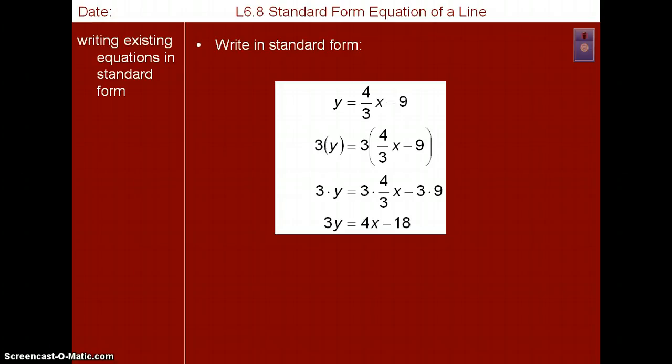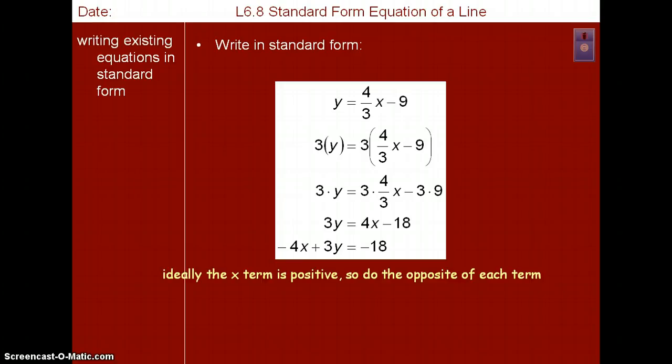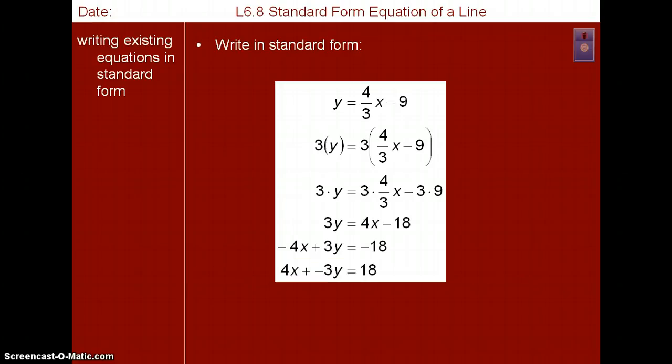Now it's time, since the fraction is cleared, for us to deal with this x and y being on opposite sides of the equation. So using addition, we can add negative 4x to both sides. This is what we see. Ideally, that first x term is a positive, so if we do the opposite of each term, our final standard form here is 4x plus negative 3y equals 18.